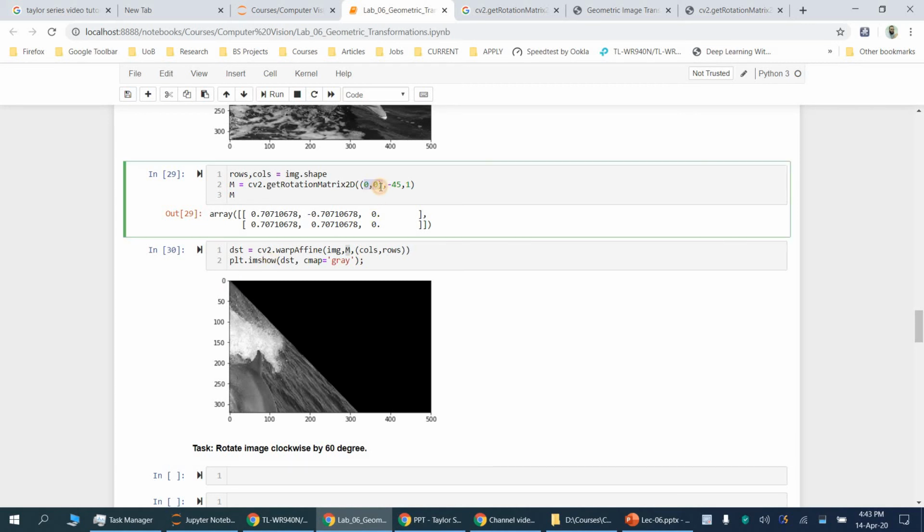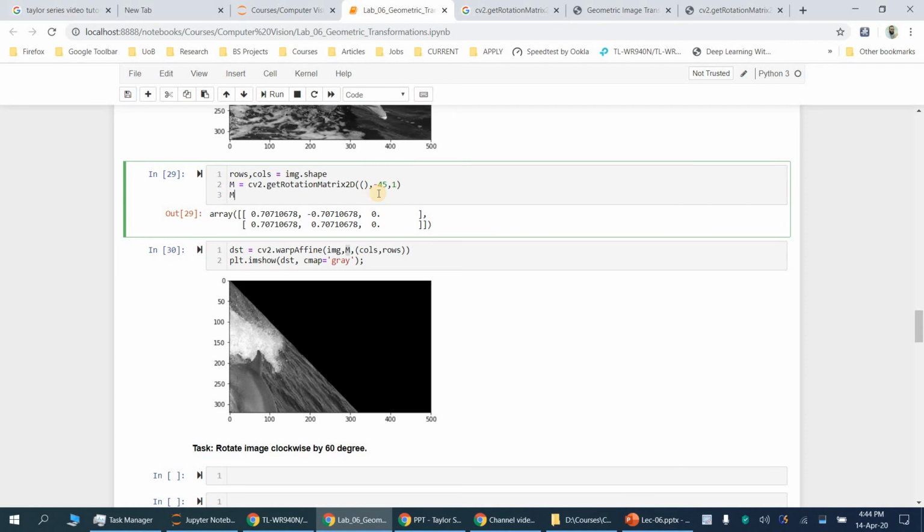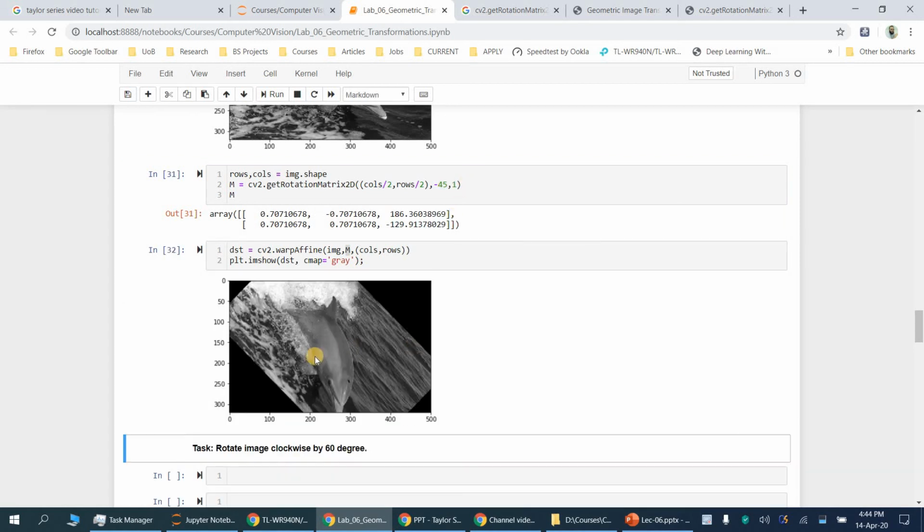But if I use the same old values as the center of rotation, what happened? Yeah, if I use this value, what will happen? Now if I use minus 45, the image is over there because I rotated as if I put my finger in the center. Most of the image is there.